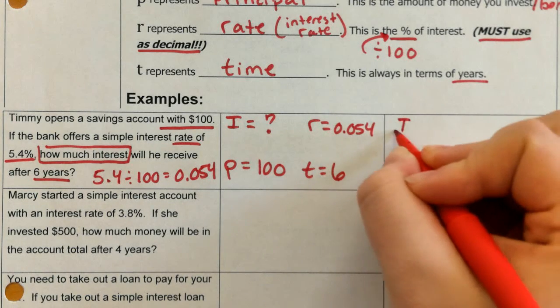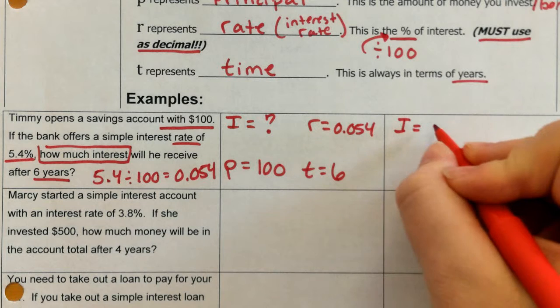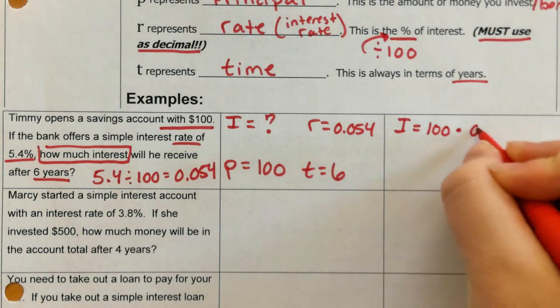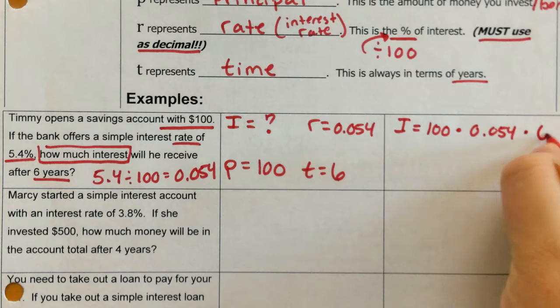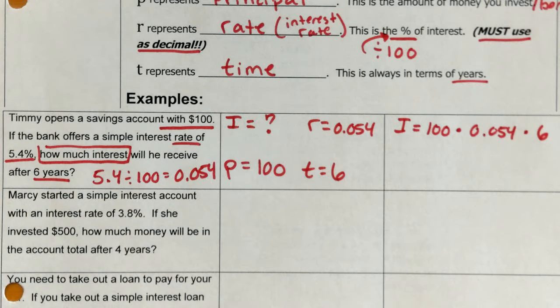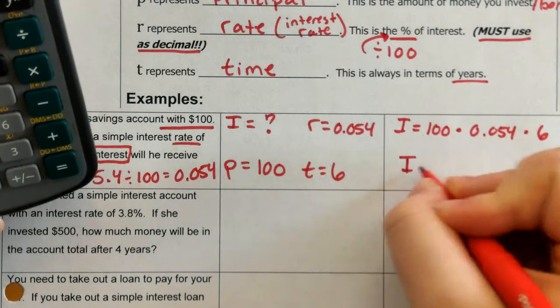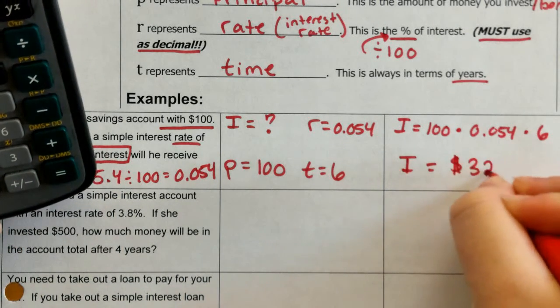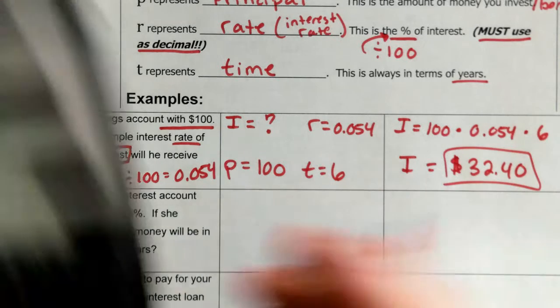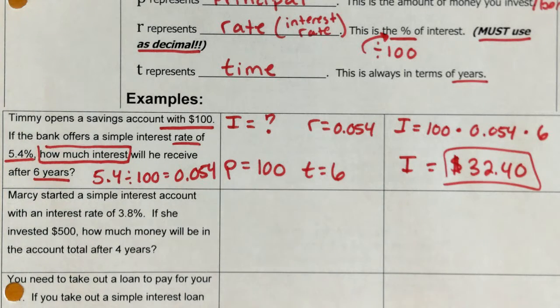Now when I go to use this formula, I equals PRT means P times my R times my T. And I'm just multiplying all of those numbers together. 100 times 0.054 times 6. Find that the interest is $32.40. So in this example, Timmy made $32 in interest, meaning he made $32 just by investing that $100.